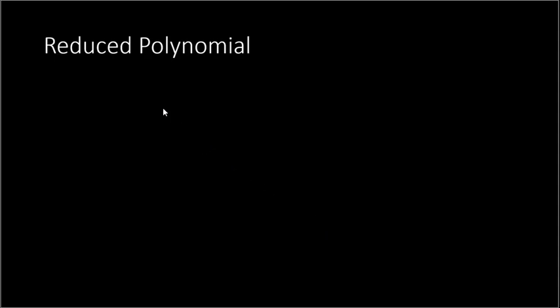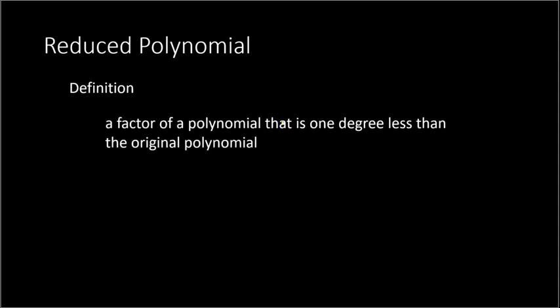Now, one last thing to discuss, and that is what we call a reduced polynomial. A reduced polynomial is a factor of a polynomial that is 1 degree less than the original polynomial. It's kind of the same idea as reducing a fraction with actual numbers. If you had 8 divided by 4, we can reduce that, right? So we reduce it by dividing. Same idea here with the polynomial. We can create a reduced polynomial by dividing, and it's going to be 1 degree less than the original polynomial.